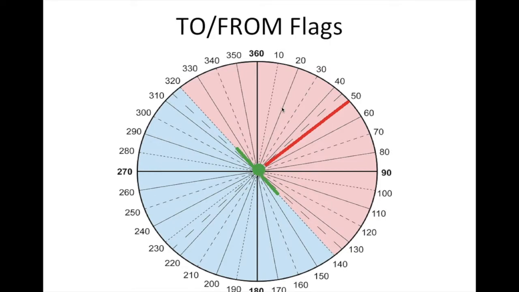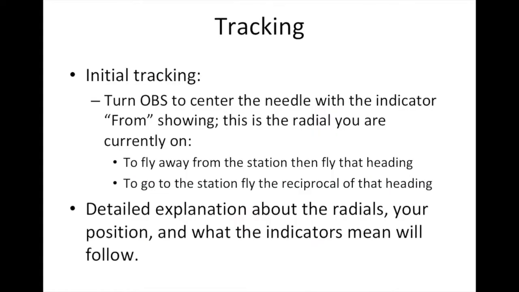Or simply keep turning the OBS until you get the needle centered at 200 and it shows a to indicator, which means to the VOR station is the 200 heading, or to be more accurate, is the magnetic bearing that you need to follow. The heading of the plane might be slightly different according to the compensation for the wind, and we'll get to that later also.